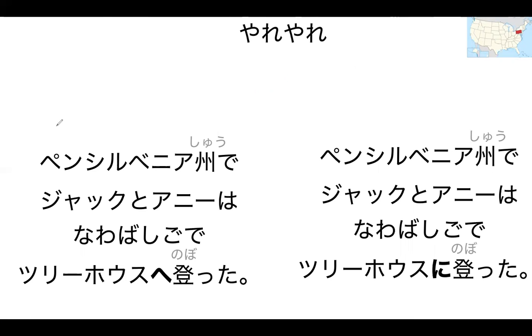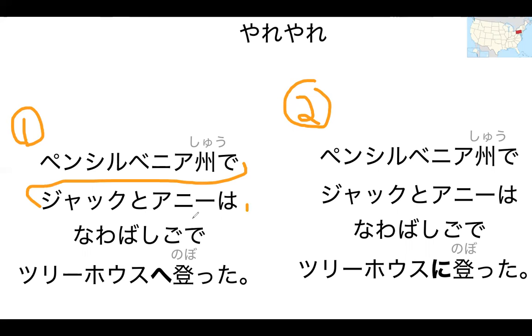This right here is another little refresher. We have two sentences. Their meaning is exactly the same. Can you read them for me? It's kind of confusing because it's horizontal right now. Jack to Annie wa nawabashigo de tree house e nobotta.